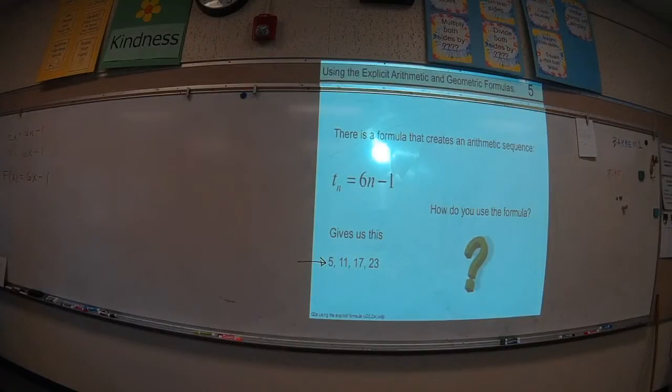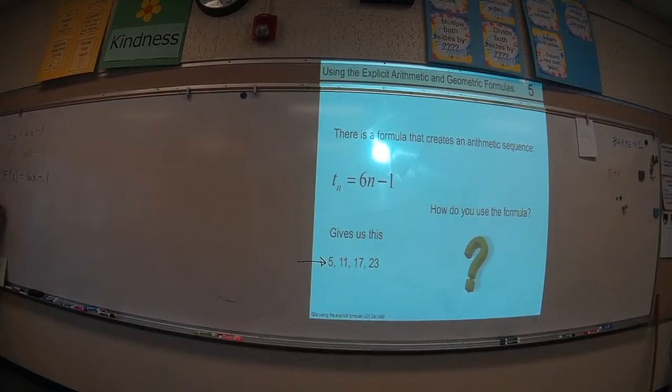Then where did the 11 come from? Oh, plug in 2. 6 times 2 is 12, minus 1 is 11. Where did that 17 come from? Plug in 3, and out comes a 17. Where did the 23 come from, Nico? I plug in 4. 24 minus 1 is 23. All of these work the same way.